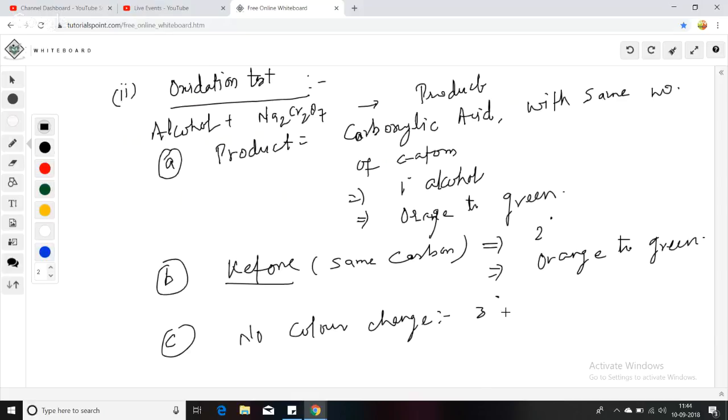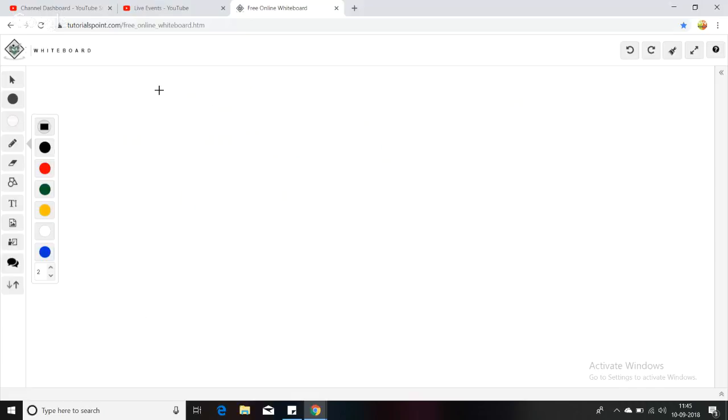then it is 3 degree alcohol. Okay, this we call the oxidation test, when there is no color change. Okay, now the next one. We'll move on. The next one, we have two more tests, and we'll finish this.